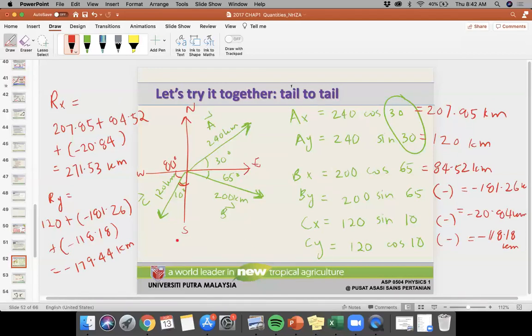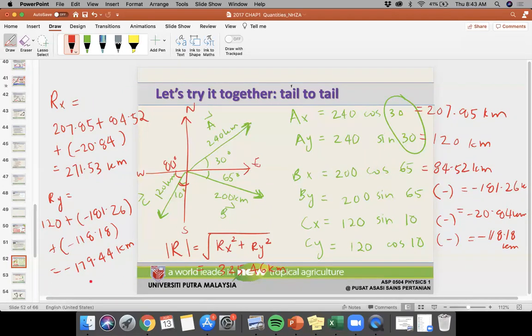Great, thank you. And then, how do we find the magnitude? What's the equation? Rx squared plus Ry squared, square root. And what is the answer for this? 325.465. Okay, and what is the angle?